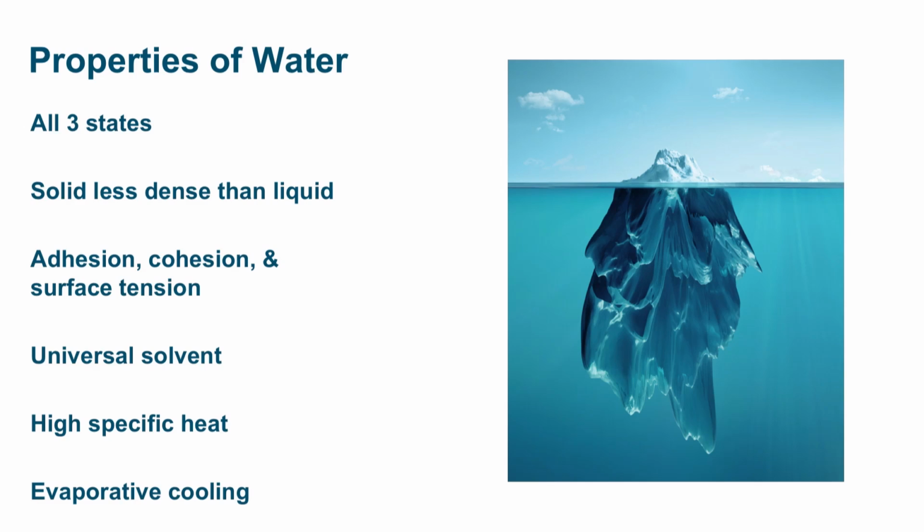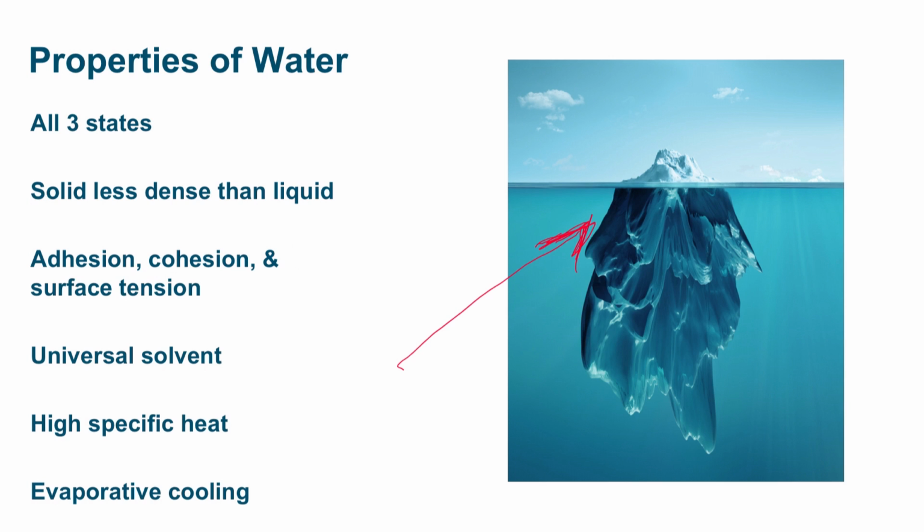In this unit, we're going to talk about the properties of water, which is an amazing molecule. It's the only one that exists on planet Earth in all three states: solid, liquid, and gas. The solid is less dense than the liquid, and so you can see here in this picture, this iceberg is floating on water, and that is really important for the lives of things that live in water. If ice didn't float and sank instead, nothing would be able to live in the water.